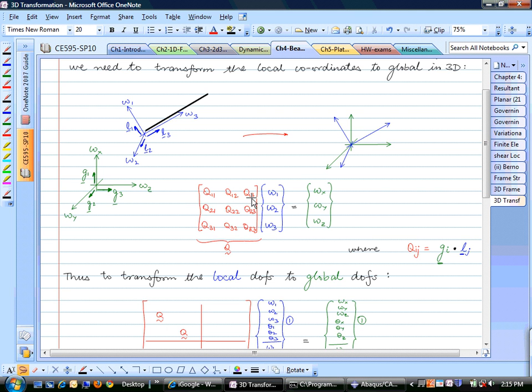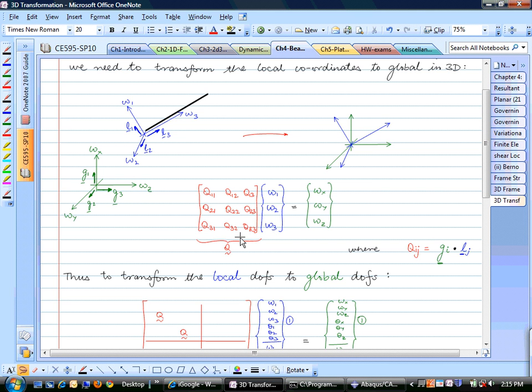So instead of that cosine sine matrix, that simple matrix, in this case we have a little more complicated matrix. What this matrix does is take the degrees of freedom from W1, W2, W3 to these Wx, Wy, and Wz. You take this matrix, or operate upon these degrees of freedom, and that would give you the global degrees of freedom. And the components of this Q matrix are nothing but the direction cosines.